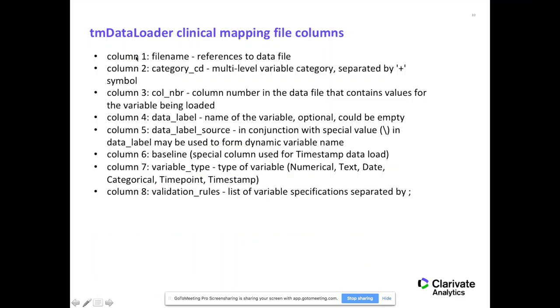As I said, there were 8 columns that are defined. Column 1 is our file name reference, column 2 category code. 3 is the column number in the data file. 4 is the data label. 5 is the data label source, which we use with the Kettle data label functionality. 6, 7, and 8 are specific.